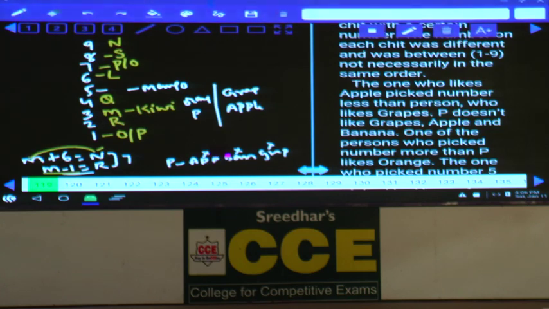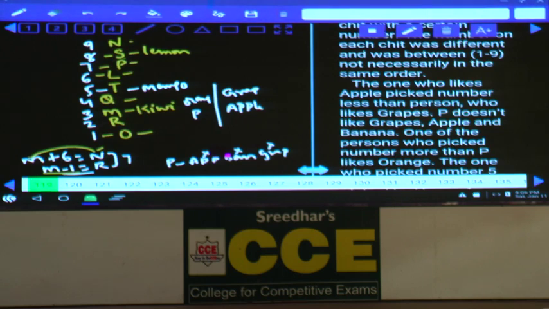LMNOPQRST. L, T. T is the person left over. T is fine. And the sum of the numbers picked by O, N, P is equal to S. Who likes lemon? S likes lemon. We got a clear picture. P picked a number greater than the number picked by O. As P is greater than O, P picked how much? 7. P is 7, and O is 1.